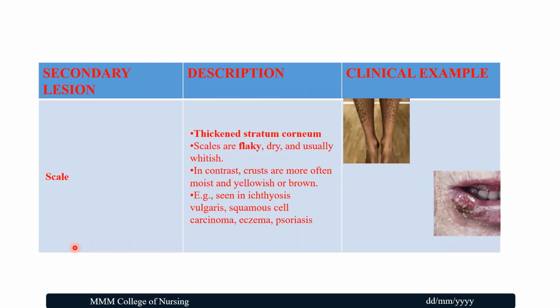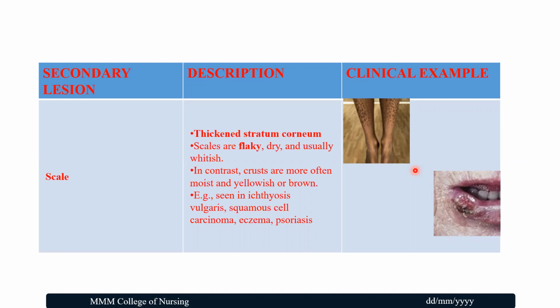Let's see that in detail. So this is scale. It's nothing but the scale. This is a thickened stratum corneum. Scales are very flaky, dry, and usually whitish in color. In contrast, crusts are more often moist and yellowish or brown in color.